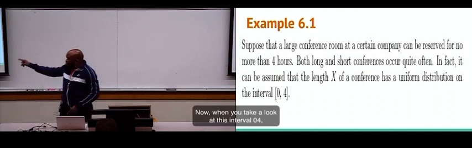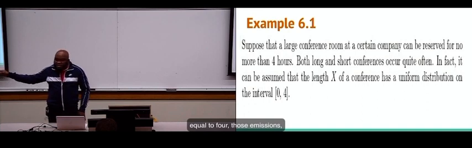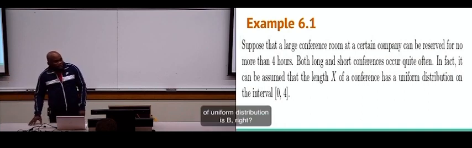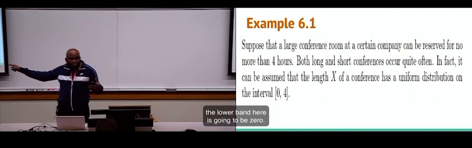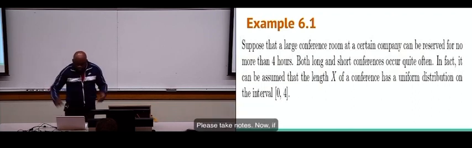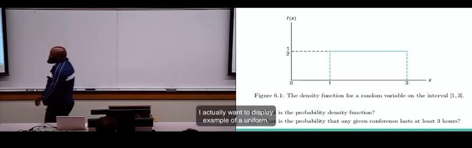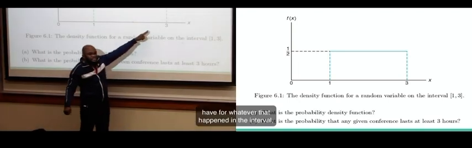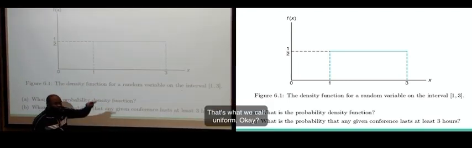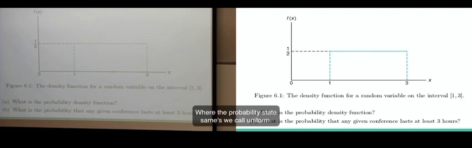Now when you take a look at this interval 0, 4, A equals 0, B equals 4. Does that make sense? The parameters of uniform distribution are A and B, the lower bound and the upper bound. So the lower bound here is 0, the upper bound is 4. Please take notes. Now, in the picture here, I want to display an example of a uniform. Whatever happens in the interval, the probability is the same. That's what we call uniform, where the probability stays the same.